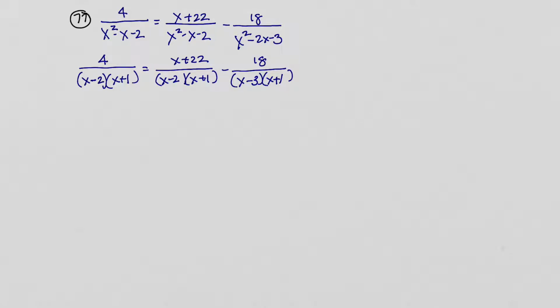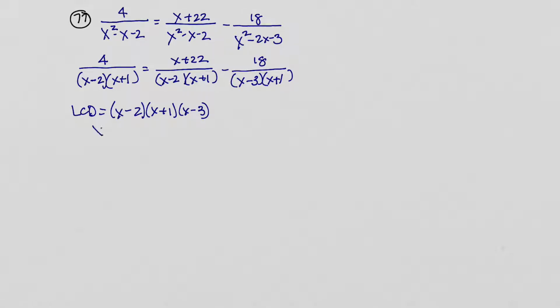So we've got those denominators factored. Let's get the LCD now. So the LCD is, okay, we get x minus 2, x plus 1, and x minus 3. So let's write those. We'll get that x minus 2, x plus 1, and x minus 3.